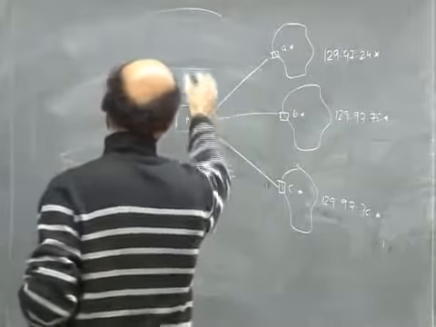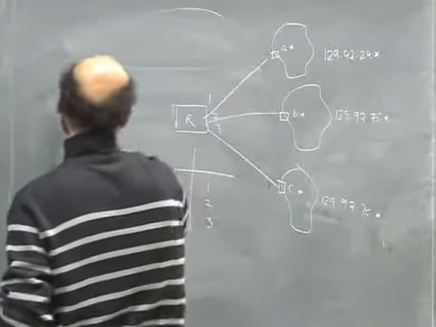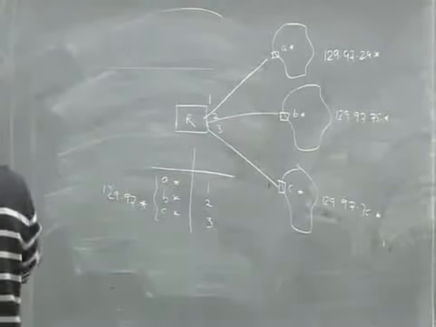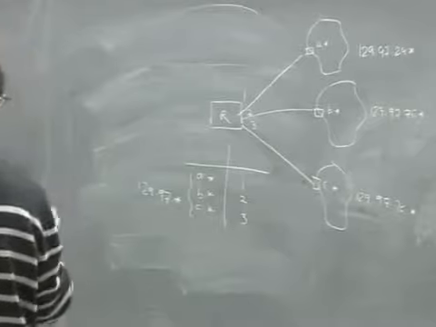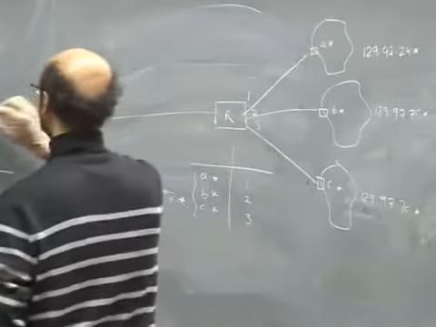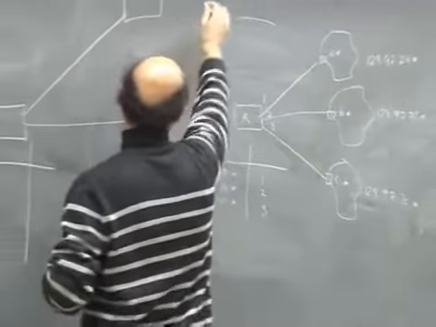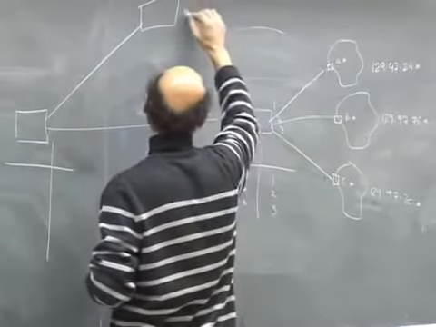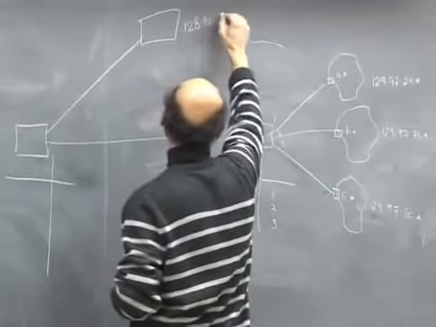Now, what happens is that some other router elsewhere, somewhere over here, just needs to have one entry over here. Let's say it goes here, and this one is like that, and this one is, let's similarly arrange to be something like 128.32 dot star.